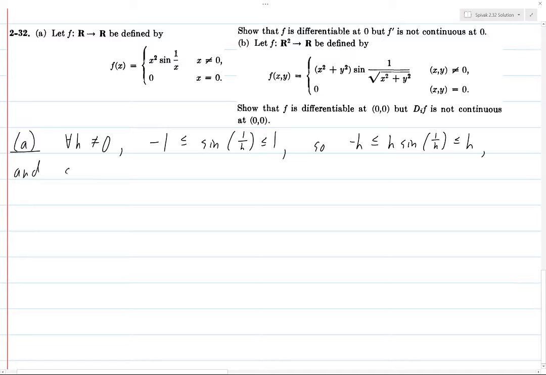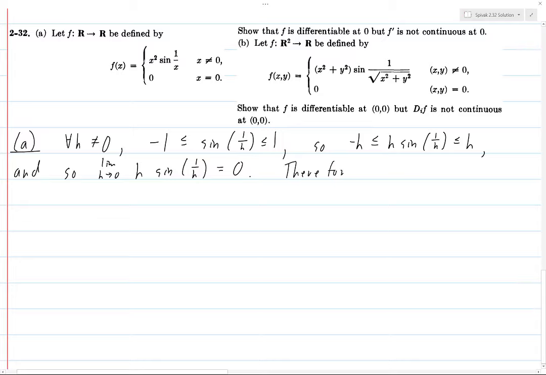And so if we take this inequality and take the limit as h goes to 0, then on the left and the right we'll get 0, and on the inside we'll just have the limit as h goes to 0 of h times sine of 1 over h. Therefore, by the squeeze theorem, the limit as h goes to 0 of h times sine of 1 over h equals 0. If you wanted to avoid that inequality thing, you could have used absolute values here, but it's really not a big deal.